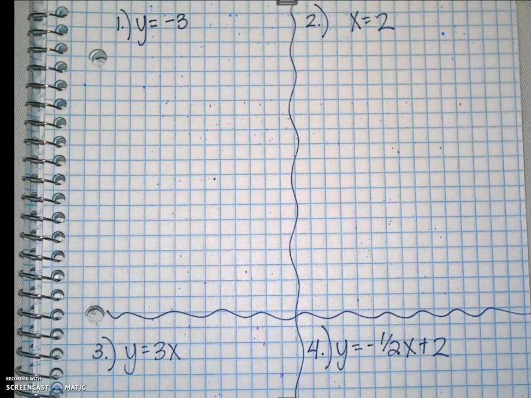Alright, so now I want you to try these 4 on your own. So what I want you to do is I want you to graph these. If you need to make a table first, and then you can graph them that way. If you think you can just graph them from the slope-intercept form, you can do that as well. So pause your video, make sure that you actually make an effort and you try them on your own, and then when you're done, come back and we'll go through them together.